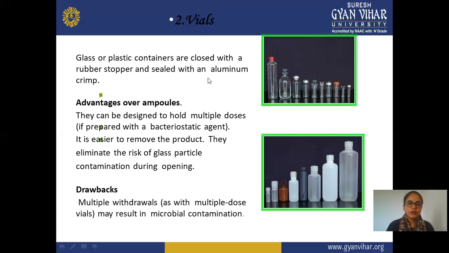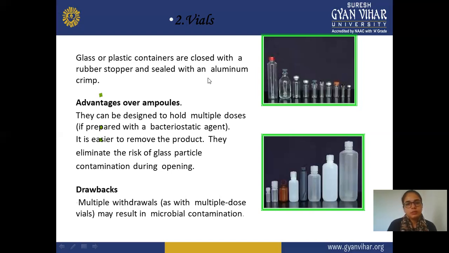And the advantages over an ampule, when we compare ampules and vials, are these. They can be designed to hold multiple doses if prepared with bacteriostatic agents. Means you can also prepare multiple doses or more than one dose in this type of vial, or you can store these vials, because they have a cap. But in this condition you should prepare your formulation with some bacteriostatic agent, or add some excipient or preservative which stops the growth of bacteria. Then in this condition you can prepare a multiple dose formulation, or hold more than one dose, in these vials.